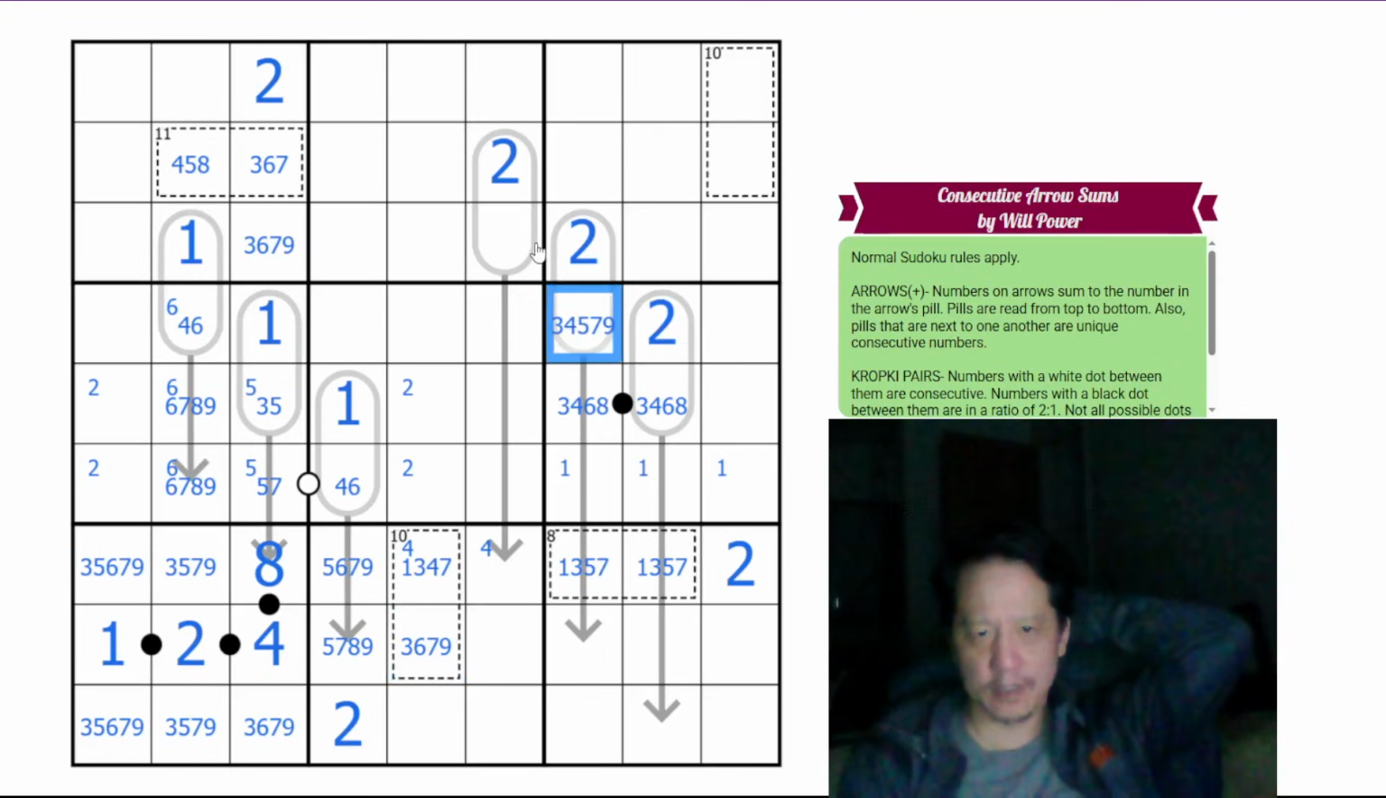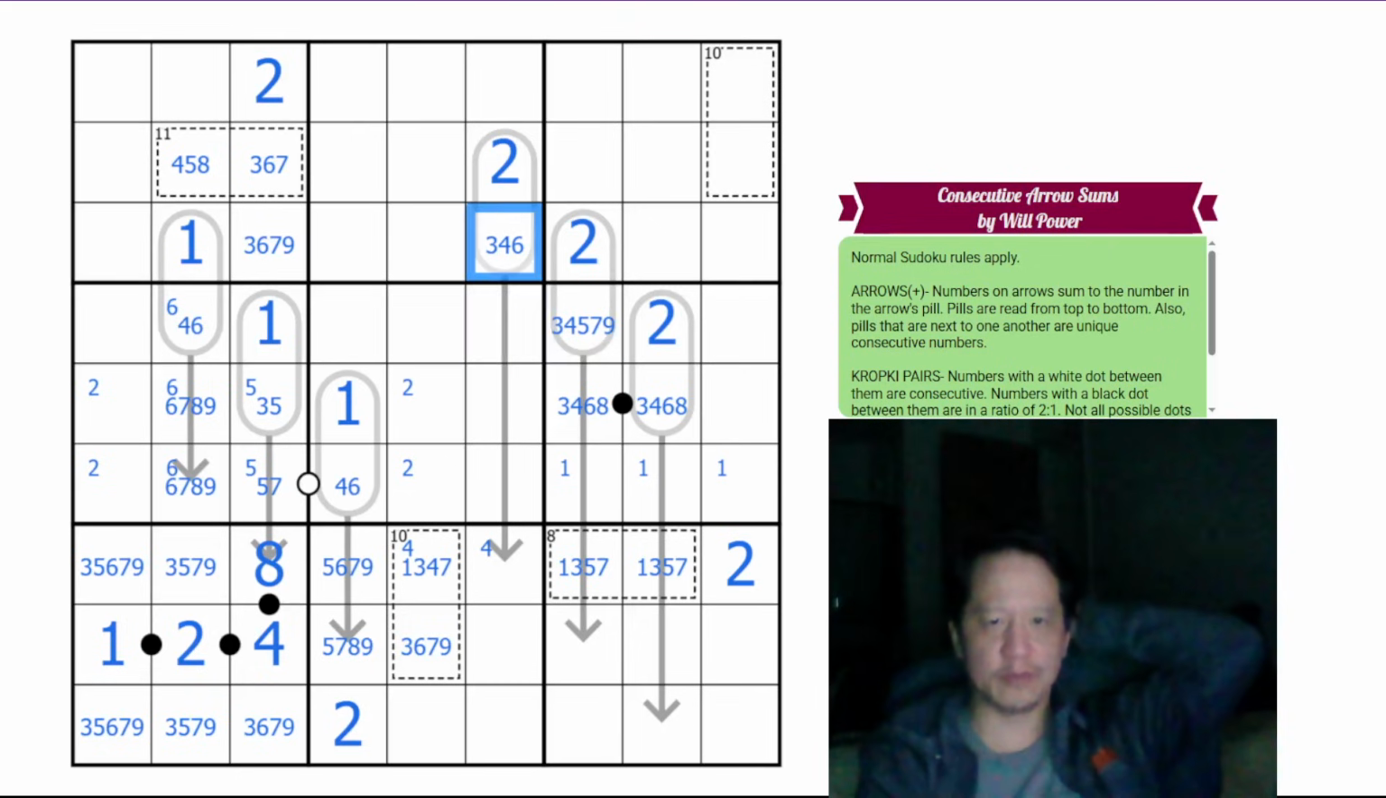To be consecutive with this, again, 3 can be 4 here. 4 could be 3 here. 5 could be 4 or 6. 7 could be 6 or 8. And 9 could be only 8.